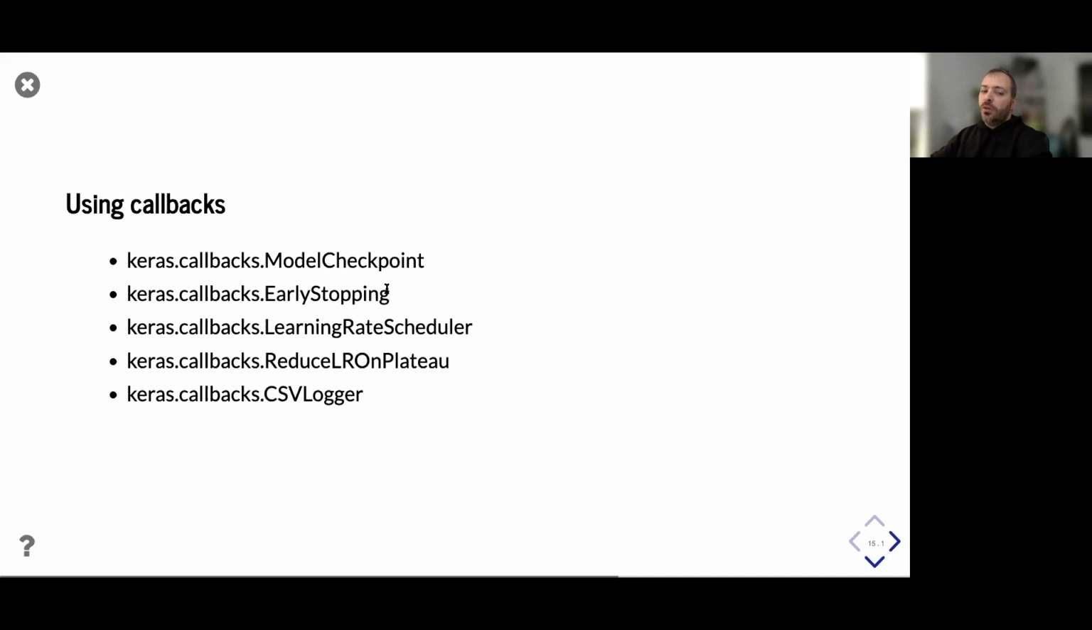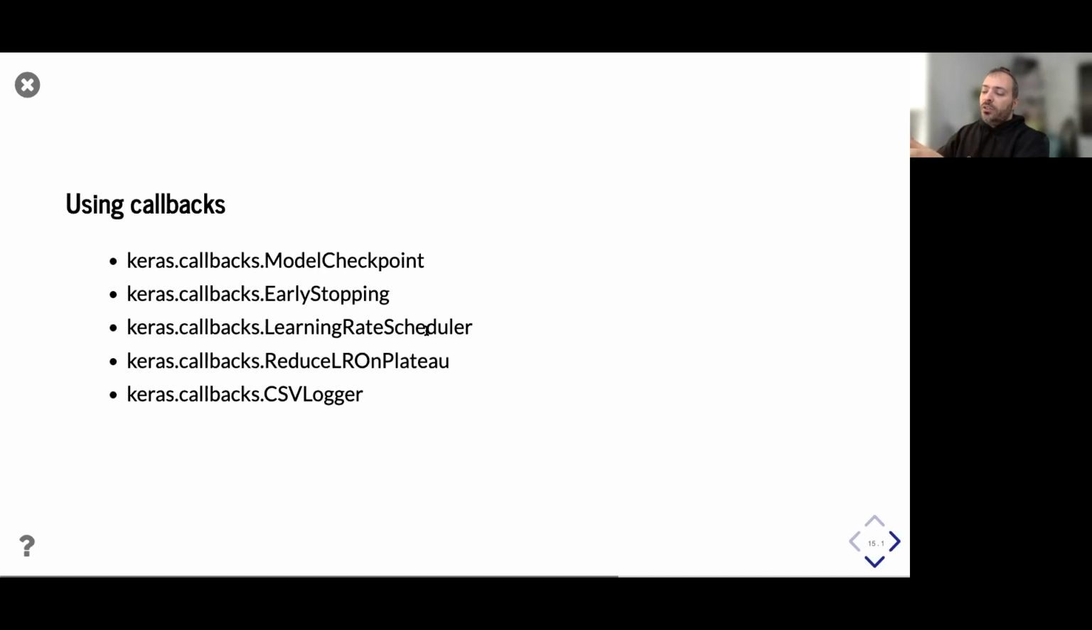So model checkpoint will save the model or the model weights at specific stages whenever you define it. Early stopping is the second one, which is if you want to train your model, but not for a fixed number of epochs, and if it doesn't get any better, you want to stop it. You don't want to keep using the resources. So you use early stopping and you say if this specific metric, for example, doesn't improve after, I don't know, 10 epochs, stop the training.